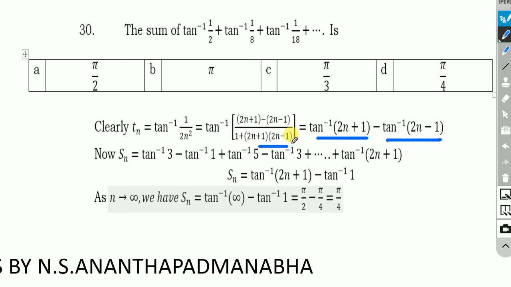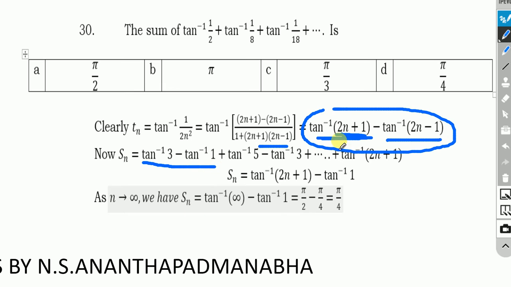When you give n is equal to 1, you get tan inverse of 3 minus tan inverse of 1. When you give n is equal to 2, you get tan inverse of 5 minus tan inverse of 3. And so on. When you give n is equal to n, that means tan inverse of (2n plus 1) minus tan inverse of (2n minus 1). So when n is infinity, this makes no difference because tan inverse of infinity is pi by 2.